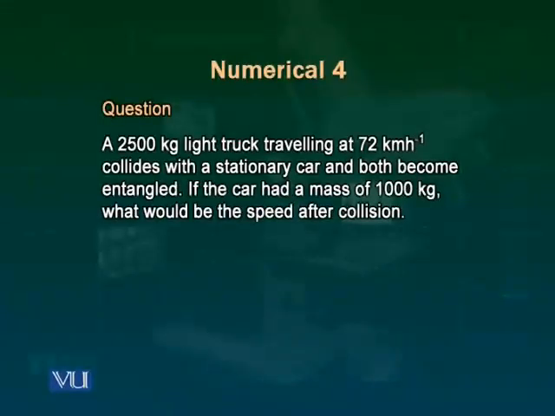You have a slide on your screens which shows you another example. There's a light truck with 2,500 kilogram mass. It is traveling at 72 kilometers per hour. It now strikes a car which is stationary, at rest. The truck and the car, of course, have an accident and then move off together after the collision. We have to find out how they will move after the collision.